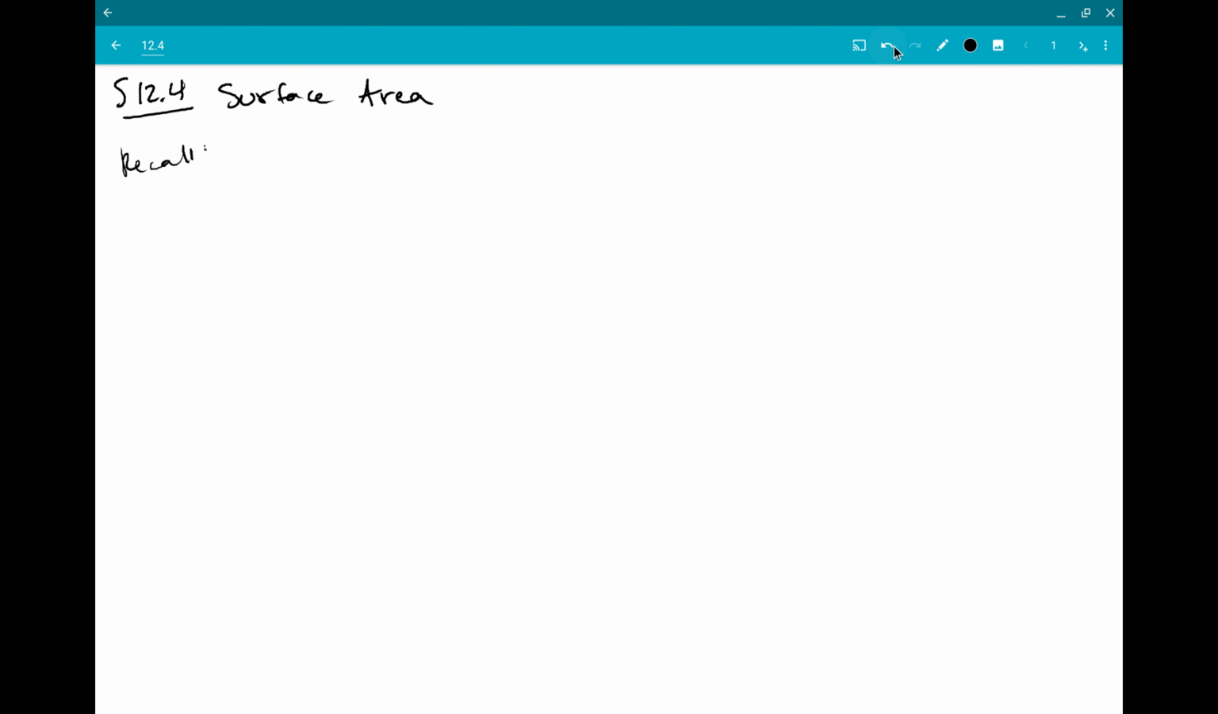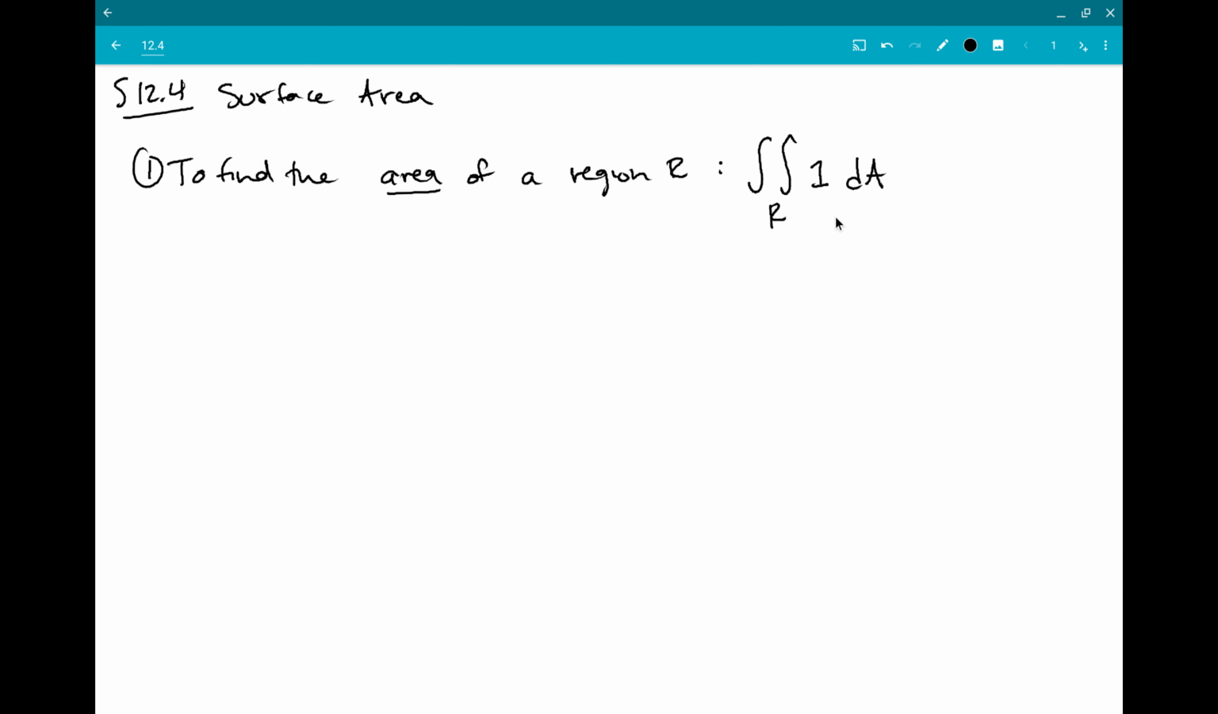So these are going to be kind of a recall, but you can just write them as a nice list for yourself. So to find the area of a region R, we take the double integral over that region, and we integrate 1 over that double integral. And you could take that double integral in any coordinate system you like, Cartesian or polar.